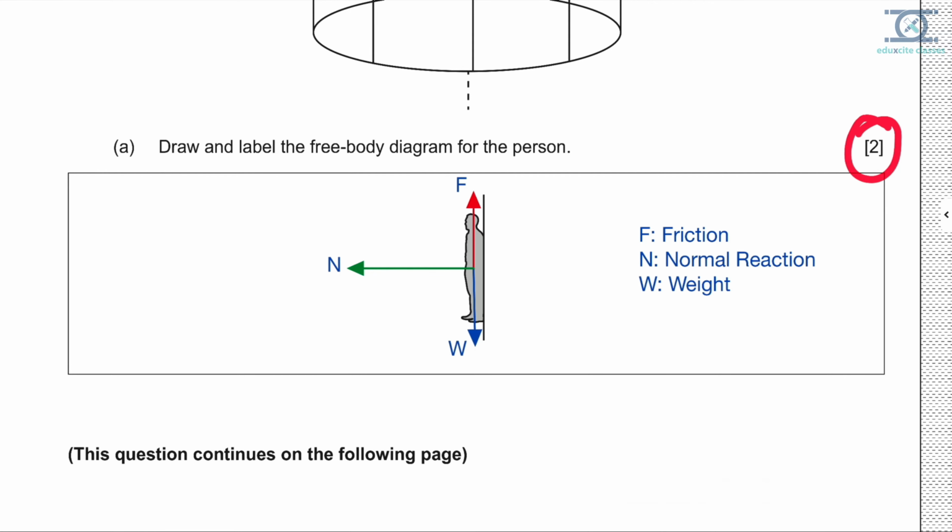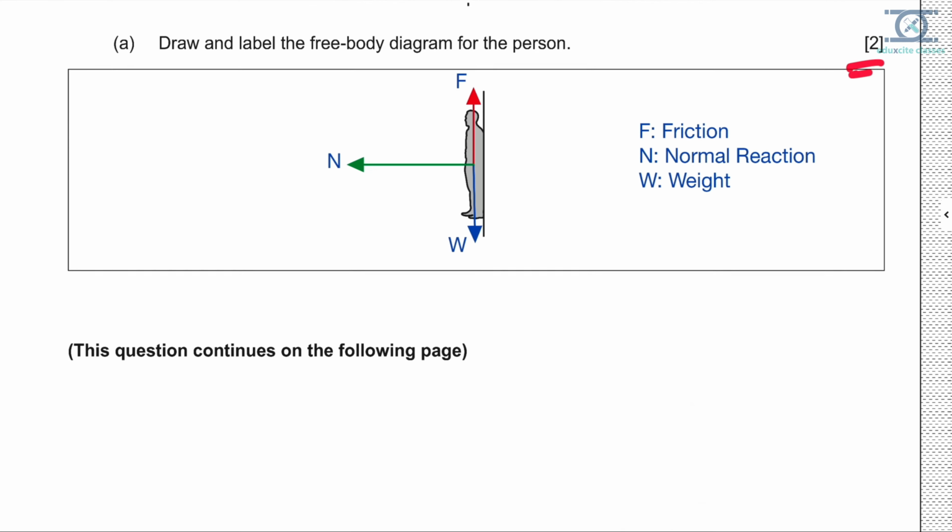So this is of 2 marks. Please remember that the magnitude of the friction and the weight vectors which you are drawing should be equal. The length of the vectors should be equal. Otherwise, that will give an idea that these forces are unbalanced. So make sure while drawing that the lengths are equal and the normal reaction is in the perpendicular direction with the wall of the cylinder. So this is of 2 marks.